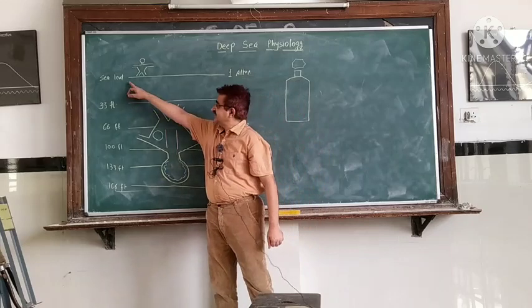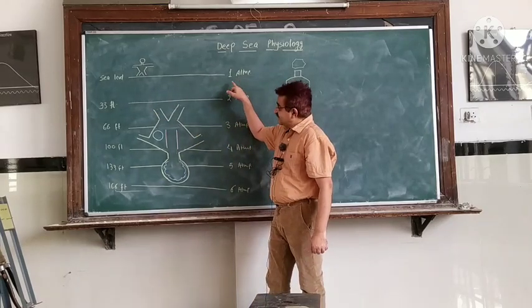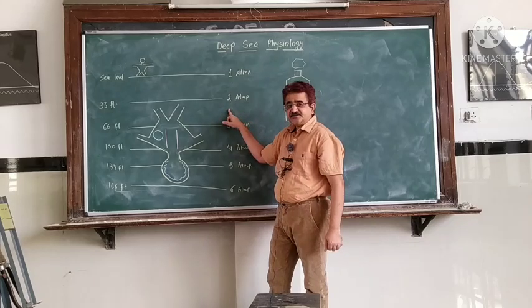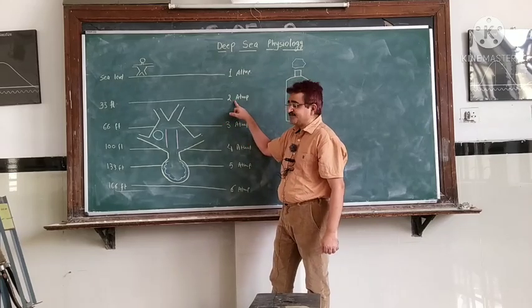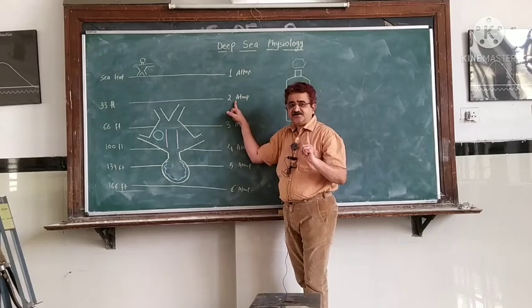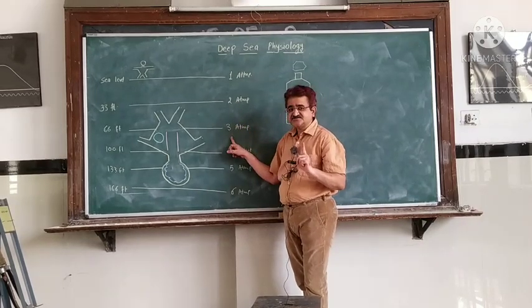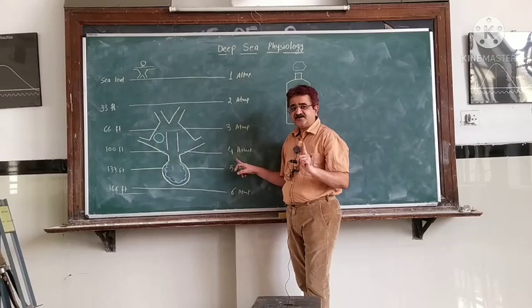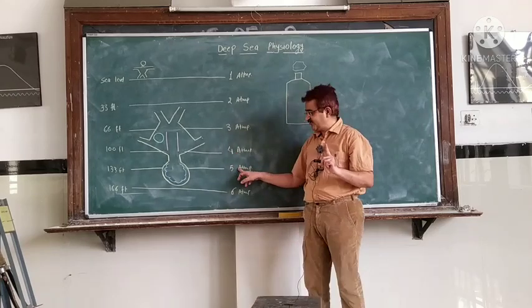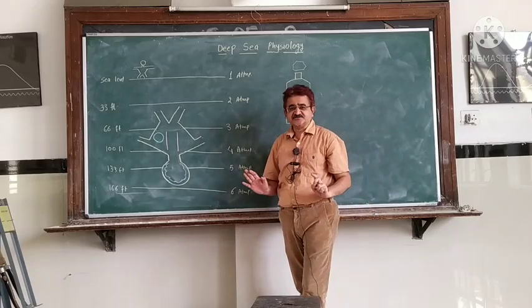What is the atmospheric pressure at various depths of the sea? At sea level, the atmospheric pressure is 1 atmosphere. For a depth of 33 feet, the pressure is increased by 1 atmosphere, so at 33 feet atmospheric pressure becomes 2. Then at 66 feet it becomes 3, then at 100 feet it becomes 4, and accordingly the pressure goes on increasing.